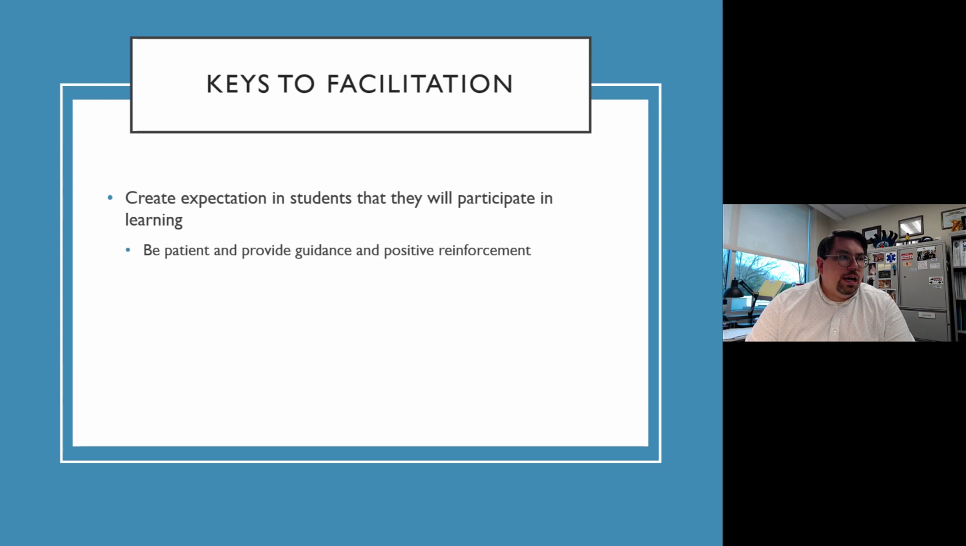Now, we also want to create expectations in students that they're going to participate. We have to make sure that students understand that we are codependent on them as part of the learning process. So be patient in the beginning, provide guidance, provide positive reinforcement. Remember, students are conditioned to be passive learners. They're conditioned to sit, to be quiet, to raise their hand when they have a question, and wait to be called upon. Active learning and facilitation break that model. So if you want your students to succeed, you're going to have to change their expectations and get them to participate, get away from that passive learning.